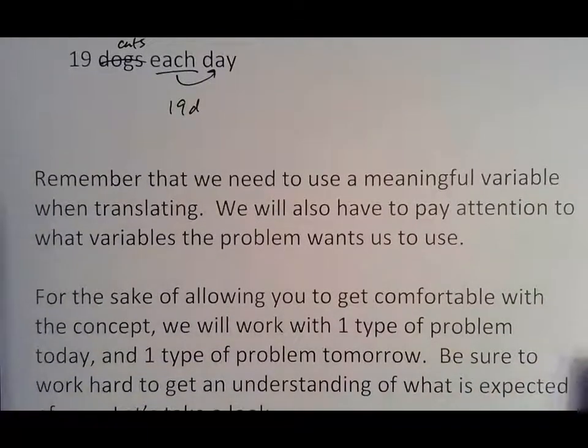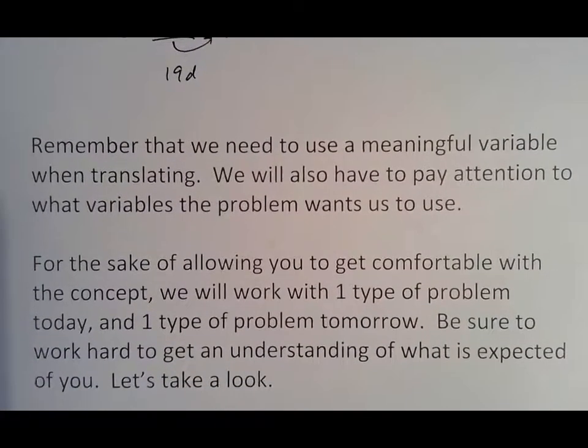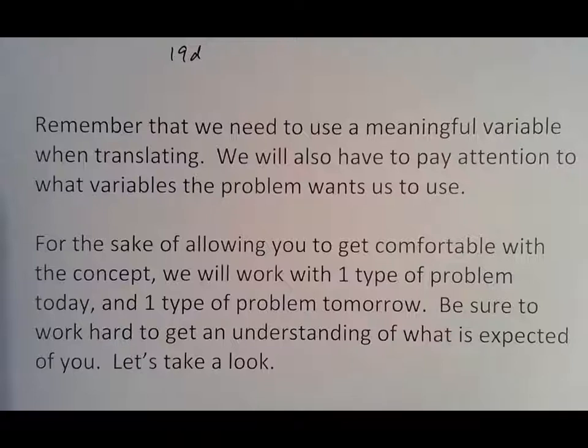You'll also have to pay attention to what the problem wants us to use, because that's going to make a difference in how you set it up. For the sake of allowing you to get comfortable with the concept, we'll stick with just one type of problem and one type of problem tomorrow. Be sure to work hard to get the understanding of what's expected of you.